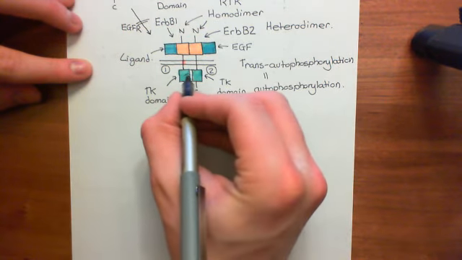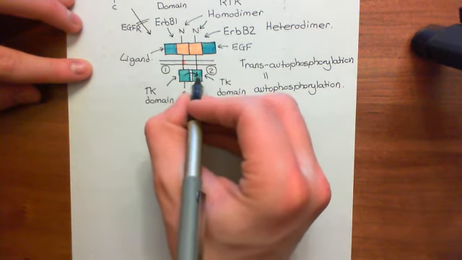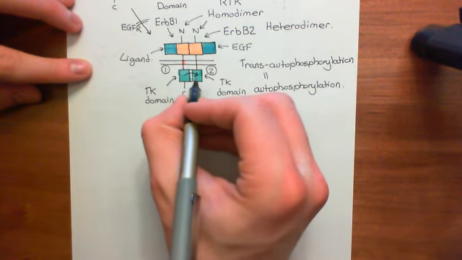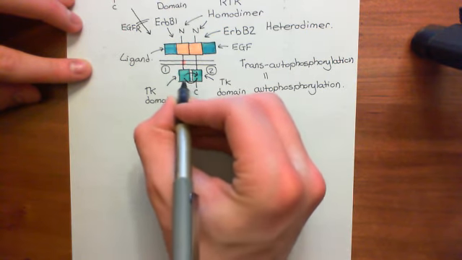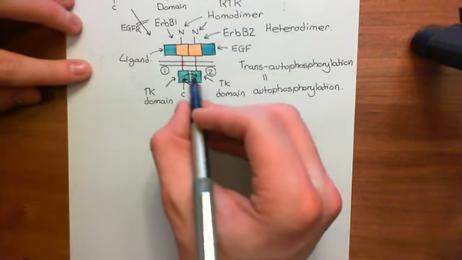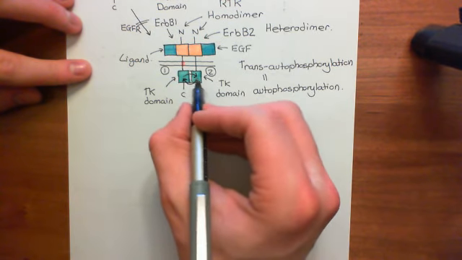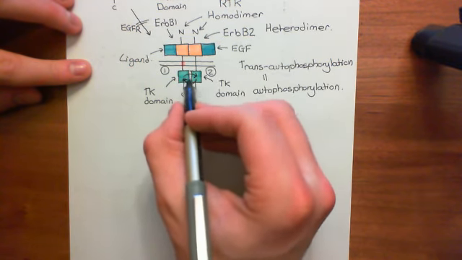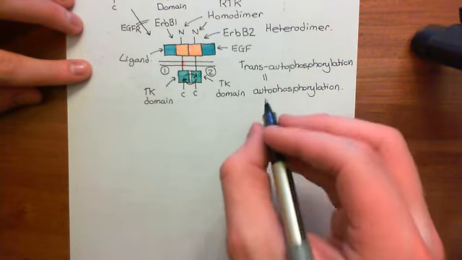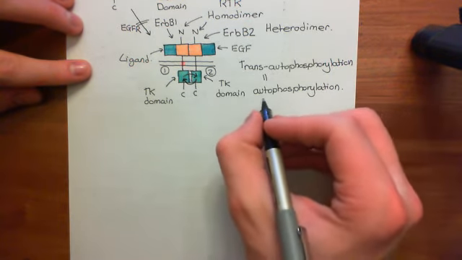Okay, so it's going to put phosphate groups onto tyrosine residues in tyrosine kinase domain number 2. And then tyrosine kinase domain number 2 will also reciprocate for tyrosine kinase domain number 1. So basically, both of these tyrosine kinase domains are going to phosphorylate residues within the opposite tyrosine kinase domain. Okay, now what does this result in?